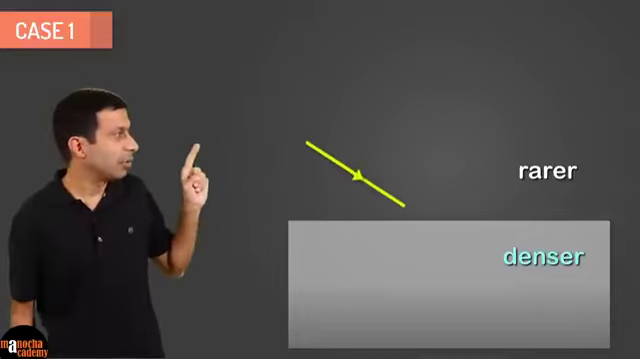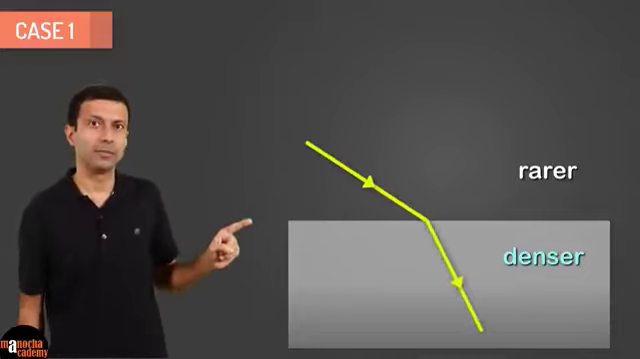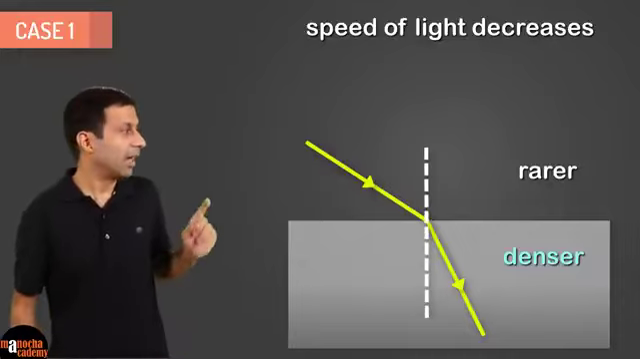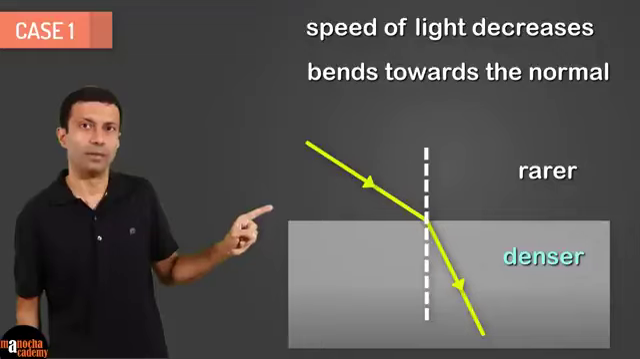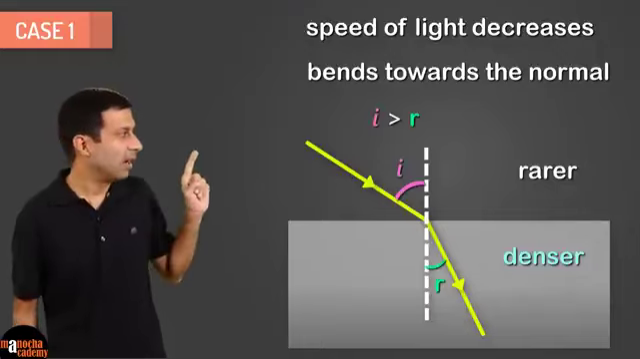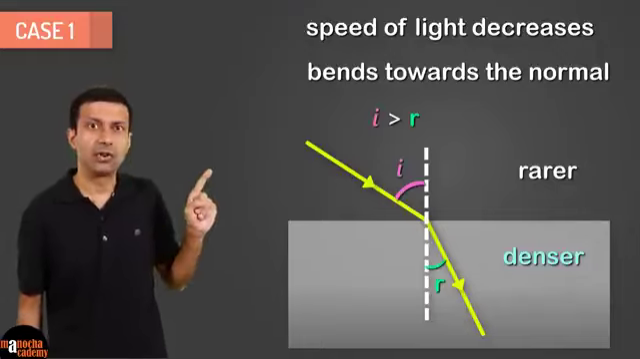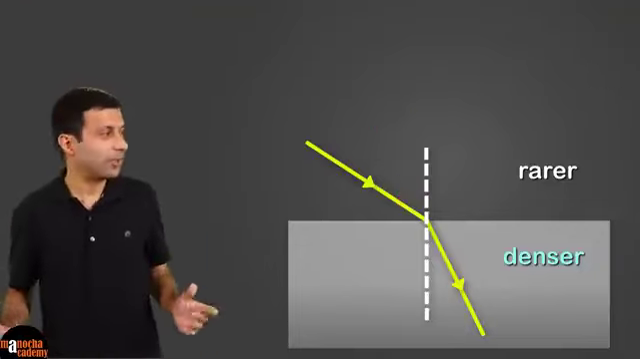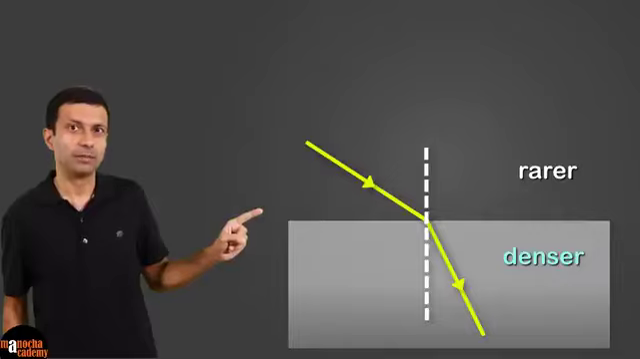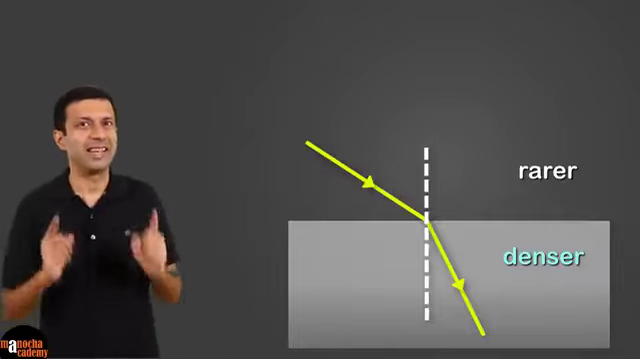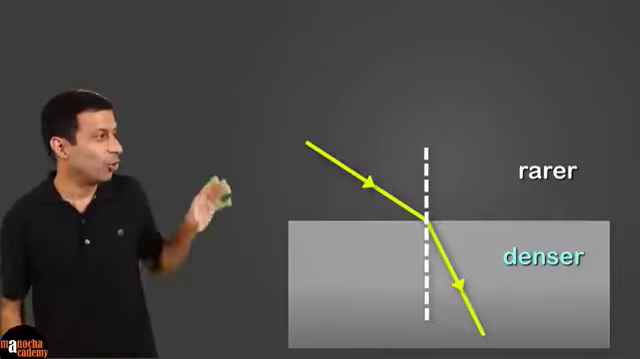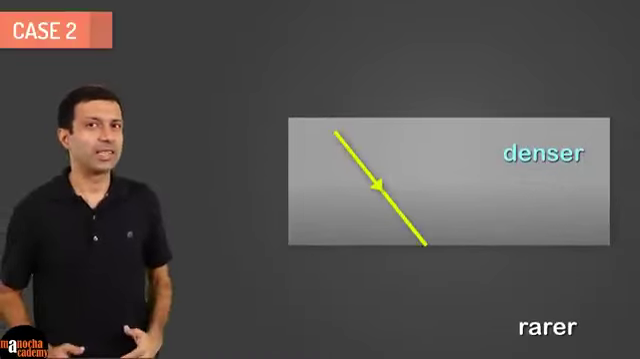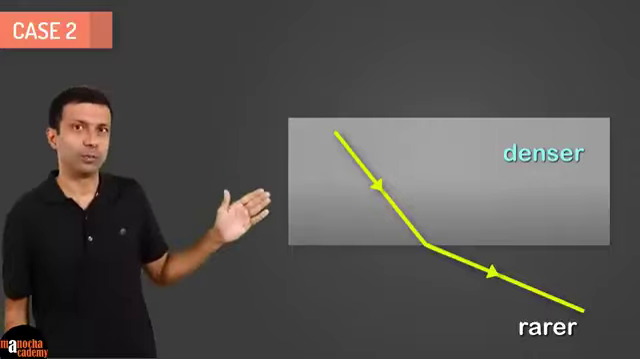When light travels from a rarer to a denser medium, the speed of light decreases. The light bends towards the normal. And as you can see, angle of incidence is greater than the angle of refraction. Now, can we make the light bend away from the normal? The answer is yes. We just need to switch the two materials. So as you can see, this is our case 2.